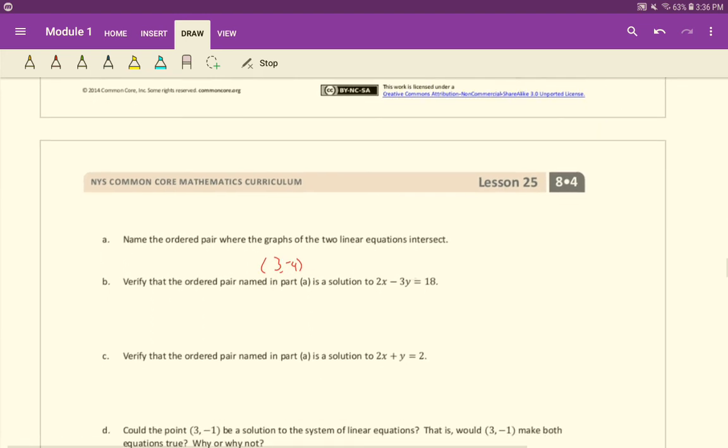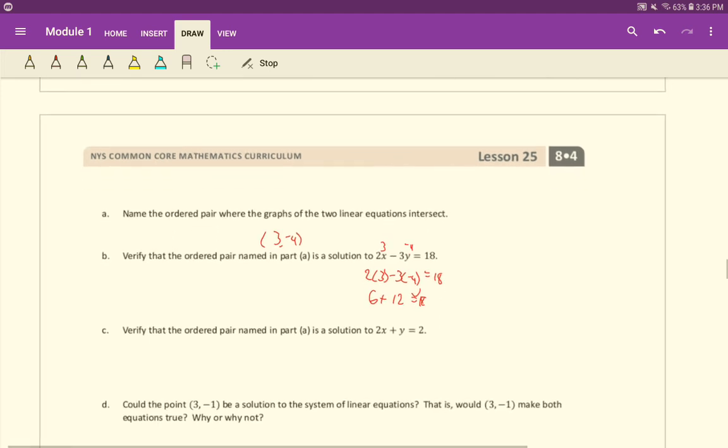Okay, verify it's a solution to this equation, so we'll plug the 3 in for the x and the negative 4 in for the y. Okay, let's see. 2 times 3 is 6. Negative 3 times negative 4 is positive 12. And yes, 6 plus 12 is 18, so check. And we'll try here as well. Again, putting 3 in for the x, and negative 4 in for the y. 2 times 3 is 6.